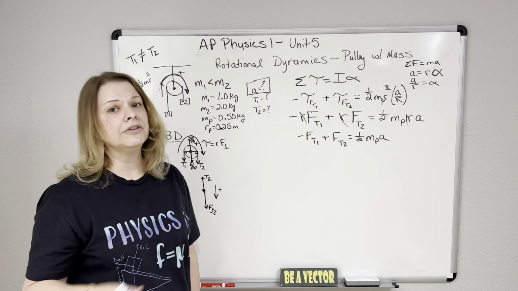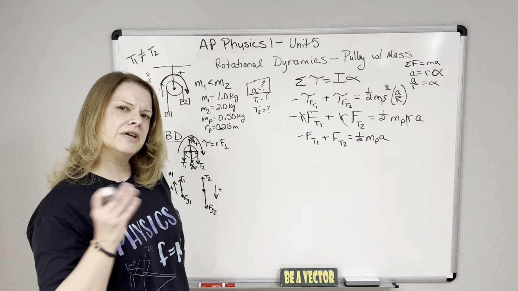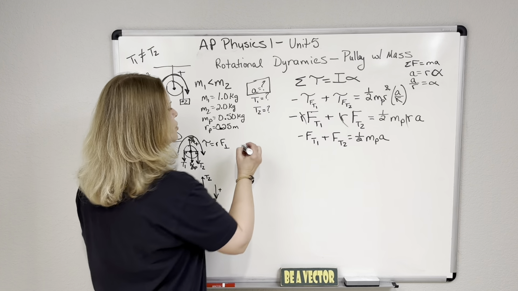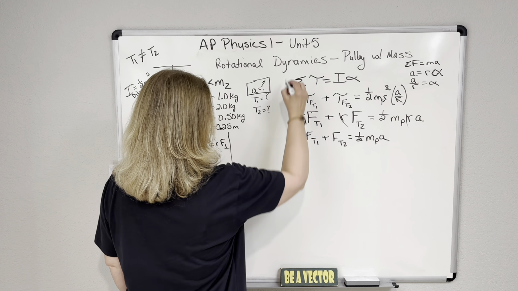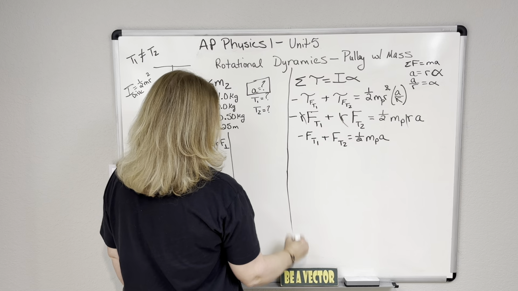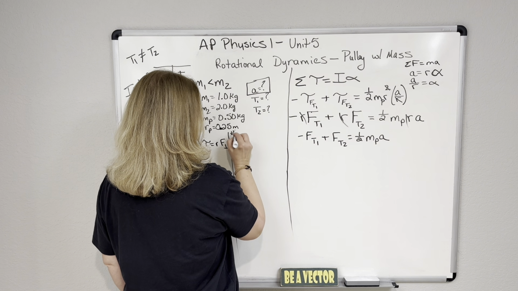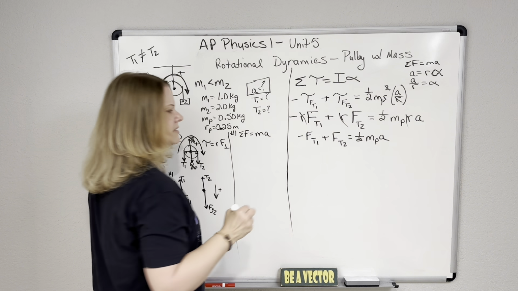So this is where this problem becomes a little bit more complicated. Maybe not complicated because you've done this first semester, but more steps. So I'm going to put a little line here and a little line here so we can keep this separate. All right, and I'm going to do the sum. I'm going to do block 1 first. The sum of the forces on block 1 equals mass times acceleration.